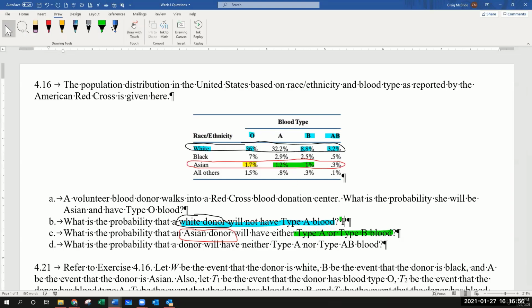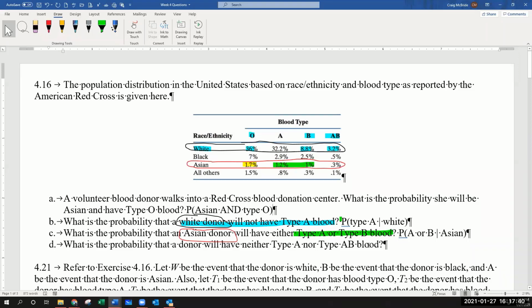This one basically translates to the probability of type A given that they're white. And this one is saying the probability of A or B given that they're Asian. This first one was just saying the probability that they're Asian and type O. So that's just an and. And then down here, what's the probability the donor will have neither type A nor type B? That is, again, just a direct one.